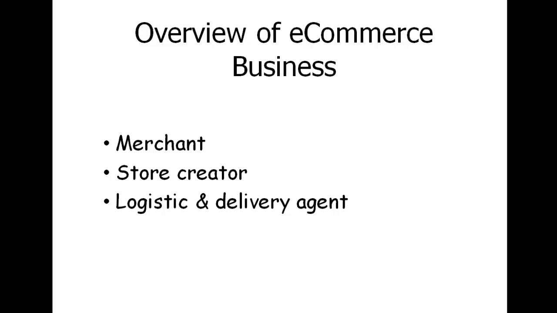So for example, if you have an account with Jumia or Konga, they call you a merchant because you have a product you are selling on their platform. So you are into buying and selling, using another person's platform. Now e-commerce business will revolve around these 3 categories of people: merchant, store creator or website designer, and also logistics and delivery agent. All these 3 work hand in hand.